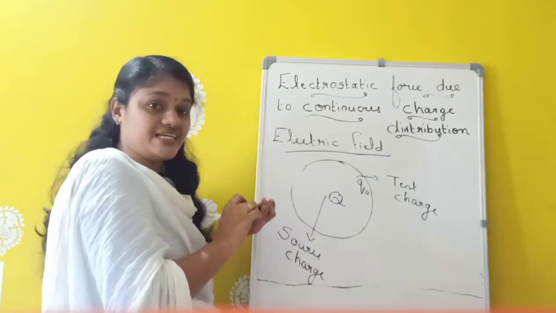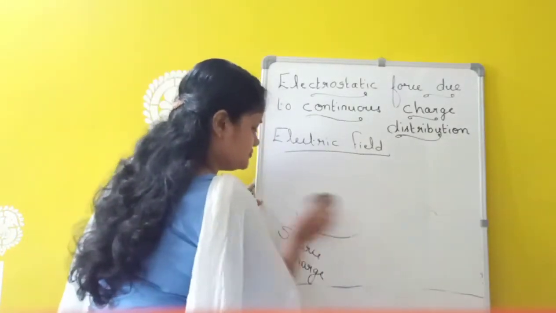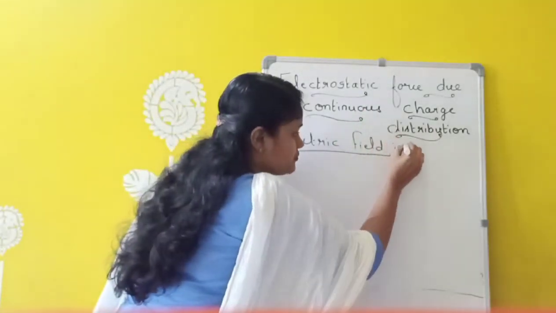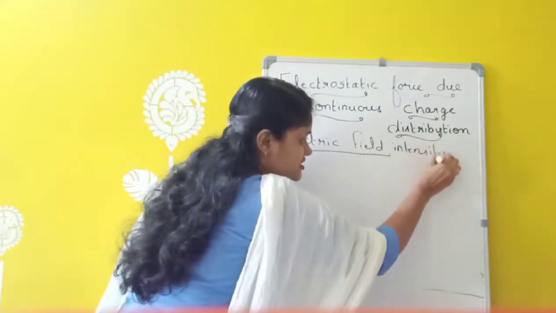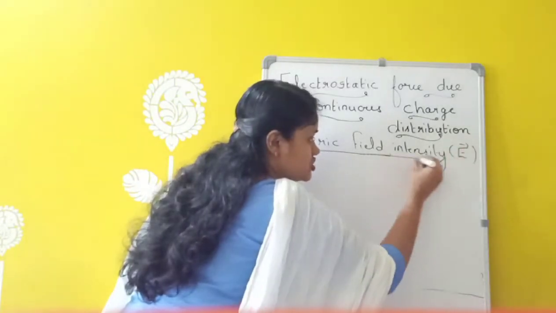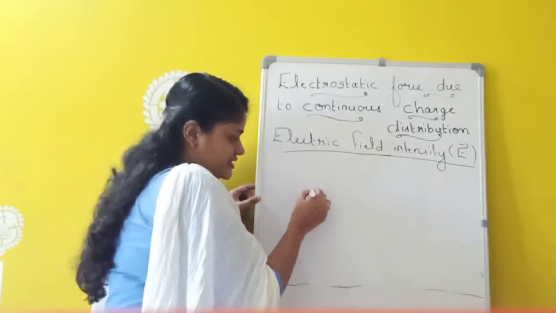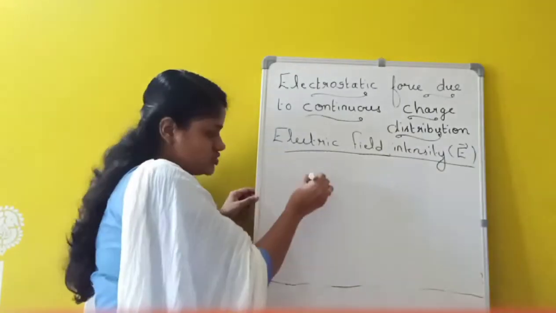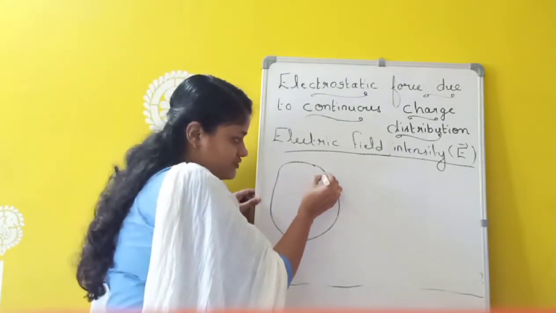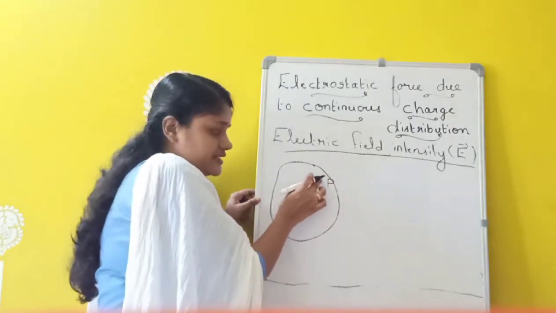Now we have to find out what the electric field intensity at a point is. Electric field intensity is a vector quantity. Its symbol is vector E. So we have to find the electric field intensity at a point due to the source charge. Suppose I am taking a charge Q, which has an electric field around it. Suppose I want to find the electric field intensity at any point P.